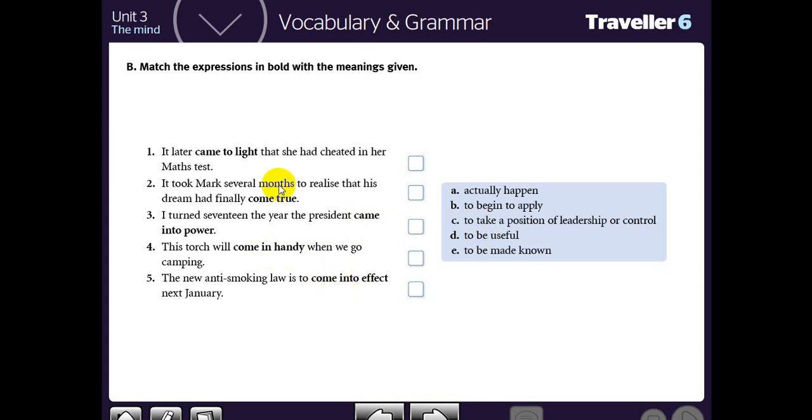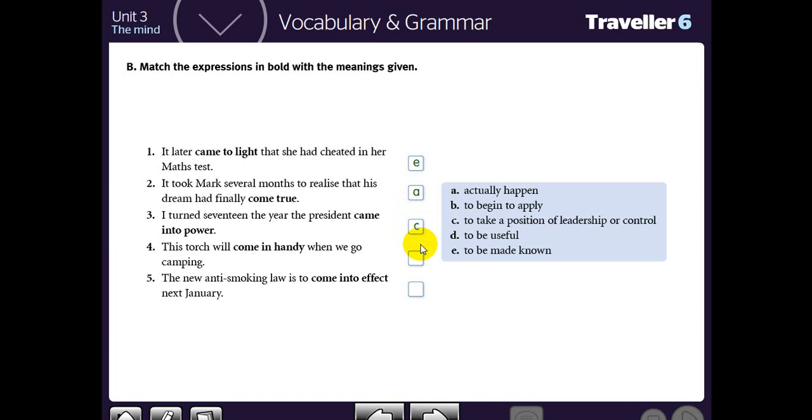Now go ahead and try to answer, match the verb with its proper meaning. It later came to light that she had cheated in her math test. Came to light here means to be made known. Wonderful. Number 2. It took Mark several months to realize that his dream had finally come true. Come true means to actually happen. Wonderful. I turned 17 that year, the year the president came into power, when the president had the authority or the leadership. Yes, C is the answer.